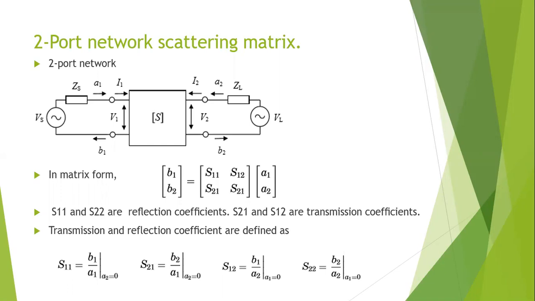Transmission and reflection coefficients are defined as S11 equal to B1 divided by A1, where A2 equal to 0. Here B1 is the reflected wave from port 1 and A1 is the incident wave at port 1. S21 is equal to B2 by A1, where B2 is the wave coming out of port 2 and A1 is the incident wave at port 1, where A2 equal to 0. If you consider the assumptions A2 equal to 0 and A1 equal to 0 and substitute these in the scalar form equations of the S matrix, then we can achieve these results: S11, S21, S12, S22.